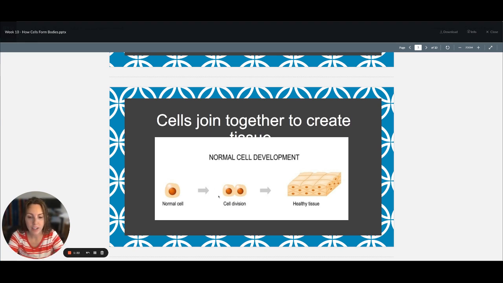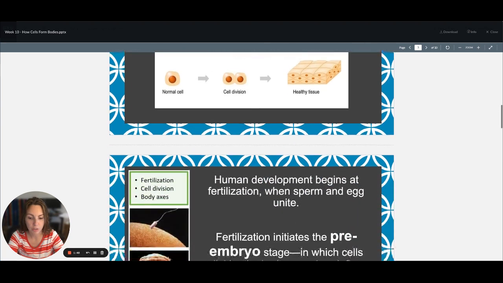And once we have enough cells dividing, what we're going to end up with is tissue. Typically, tissue is defined as a group of cells which perform a similar function. So initially, especially in the pre-embryonic stage, all the cells are going to be doing pretty much the same thing. So they are all the same type of tissue. It's not until later that they start to do different stuff.